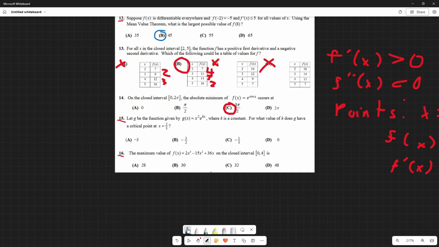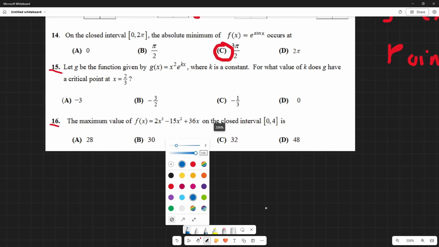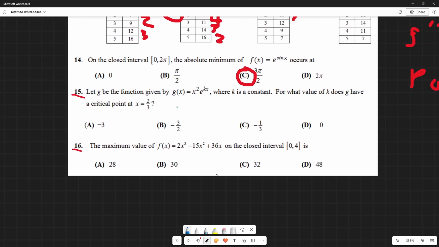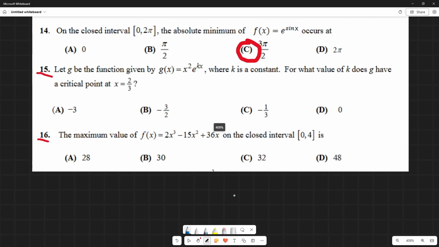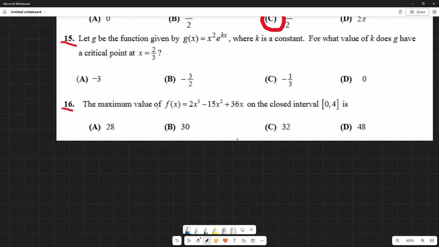Alright, finishing up with the last two questions. Number 16 is the only annoying one, and then I'm going to quickly go over number 15. So we got g of x, which equals x squared e to the kx. This says that k is a constant, and it's asking for what value of k does g have a critical point at x equals 2 over 3. So basically, we just want to solve for k. In order to do that, we're going to take the derivative, set it equal to 0, and then plug in 2 over 3 for x, and then we can solve for k. So I'm going to show you.